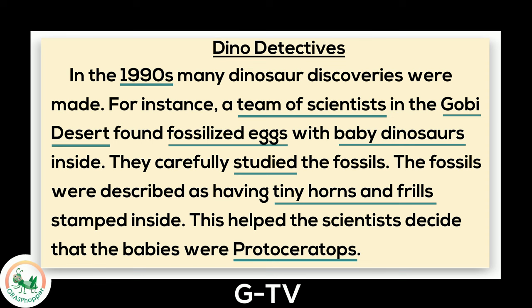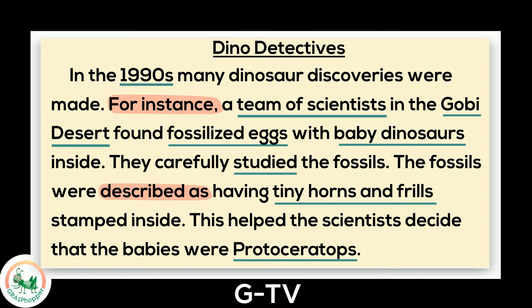There are also two descriptive signal words in this text. For instance, and described as. Highlighting signal words and underlining the details about the dinosaur discovery lets us see that the overall text structure is description.